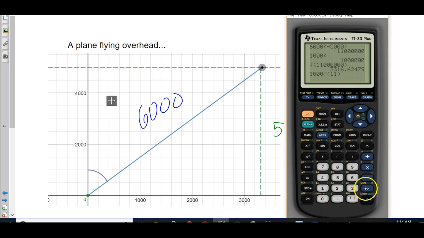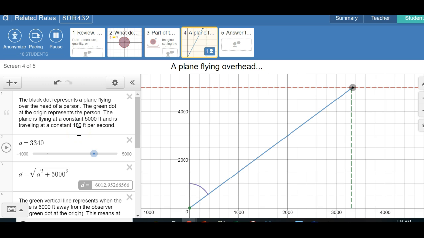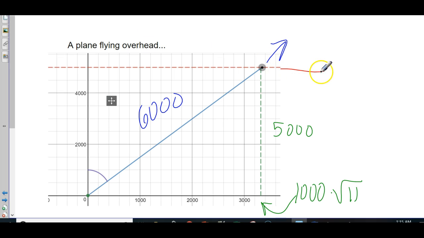And that's the exact width of this side down here. So 1,000 times the square root of 11 would be this third side. Now, the question said, how fast is the plane moving away from the guy at this particular time? And it said the plane is traveling 180 feet per second. So that would be this, representative of moving forward like that.